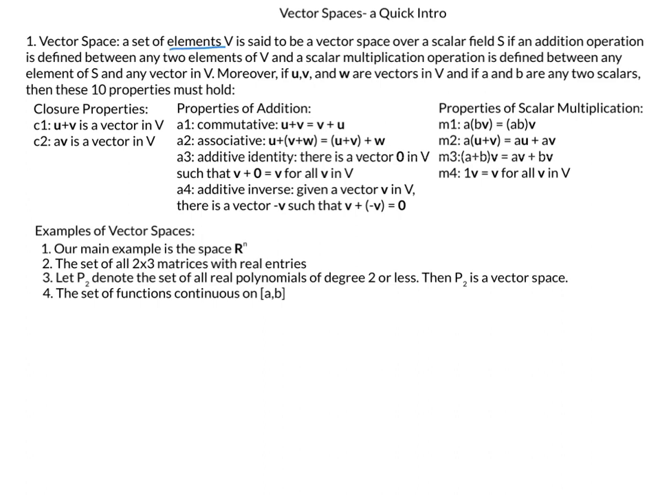So a set of elements. And then with that set of elements, we have an addition operation, and we also have a scalar multiplication operation. And these two operations satisfy these 10 properties: 2 of closure, 4 of properties of addition, and 4 on properties of scalar multiplication. When they satisfy these 10, then we say that the set of elements along with the 2 operations form a vector space.